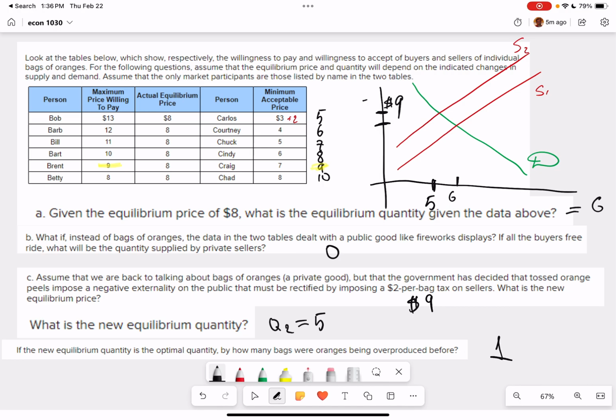Okay, so here we have a typical discussion on both a perspective of a public good, but then also of an externality, in this case a negative externality, which is rectified by the government.